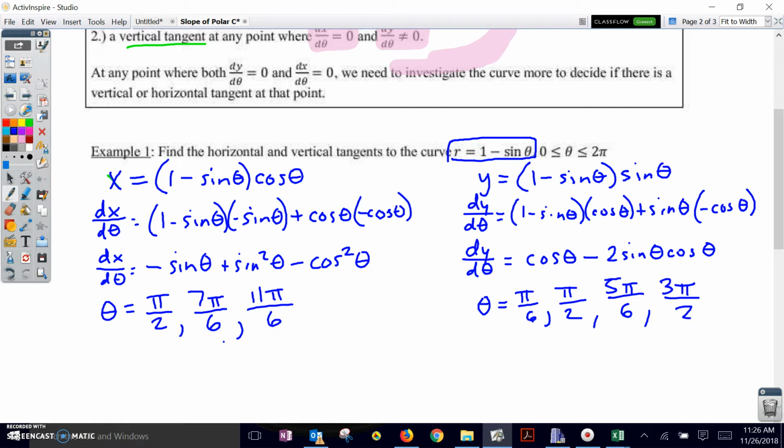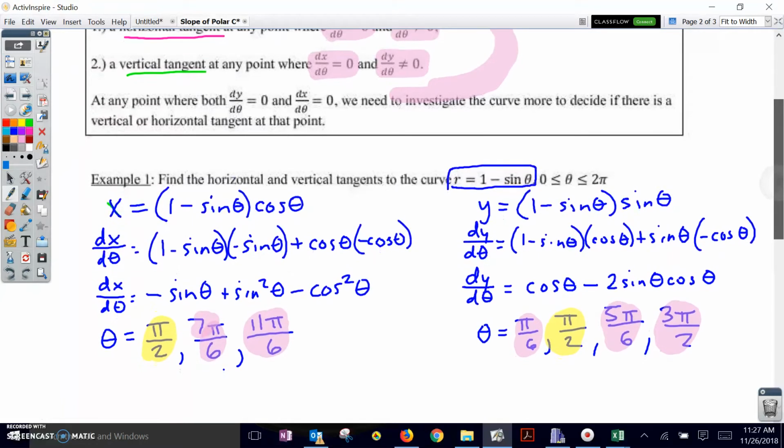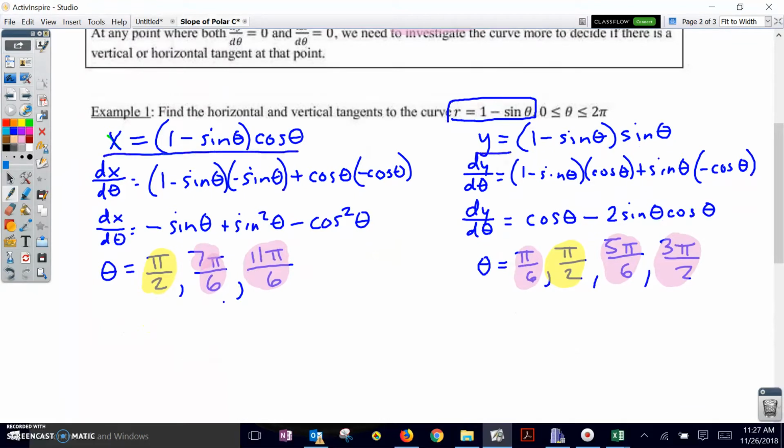Okay, so looking at these, we have 7 pi over 6 and 11 pi over 6 are both going to be places where there are vertical tangents. Pi over 6, 5 pi over 6, 3 pi over 2 are all going to be places where there are horizontal tangents, and pi over 2 is somewhere where we need to investigate more what's going on. Okay, so now how do I find these horizontal and vertical tangents? Well, I substitute these theta values that we found back into these original equations for x and y.